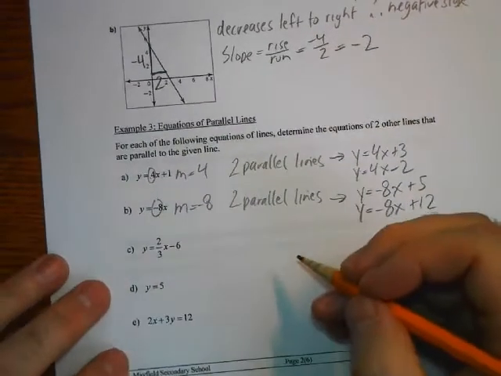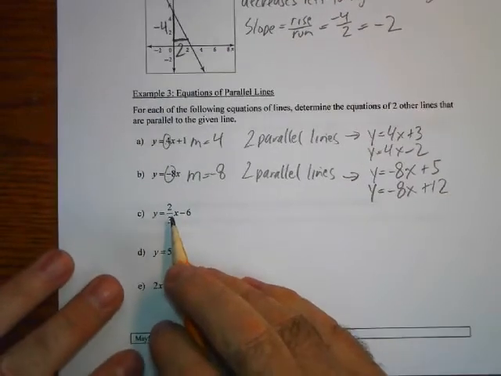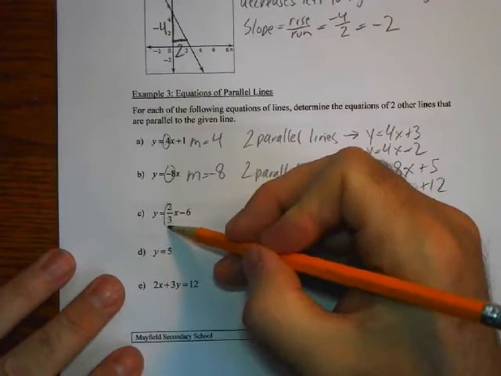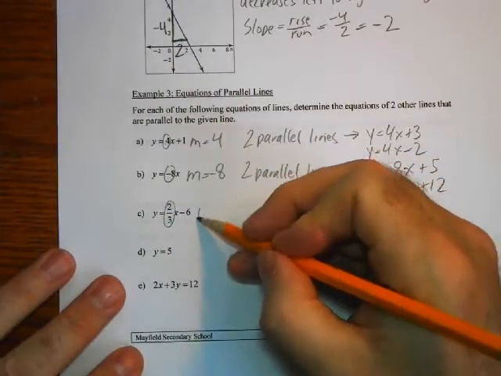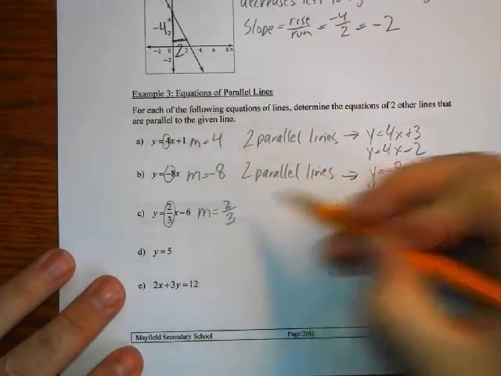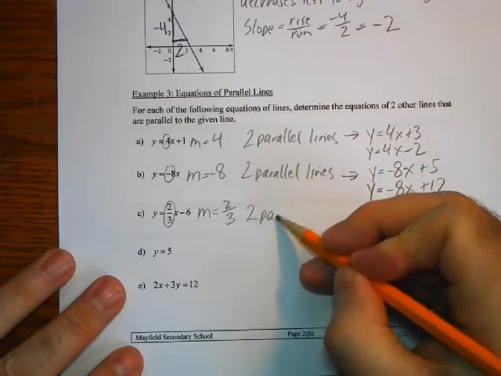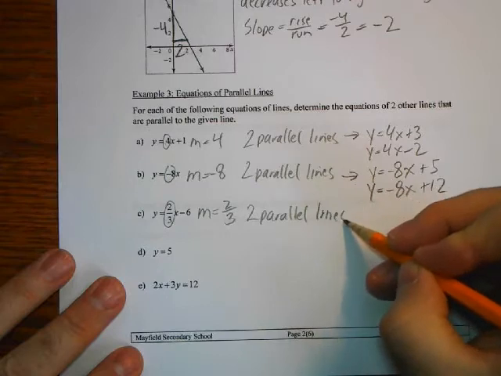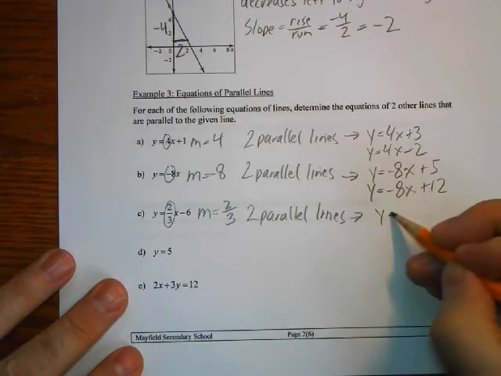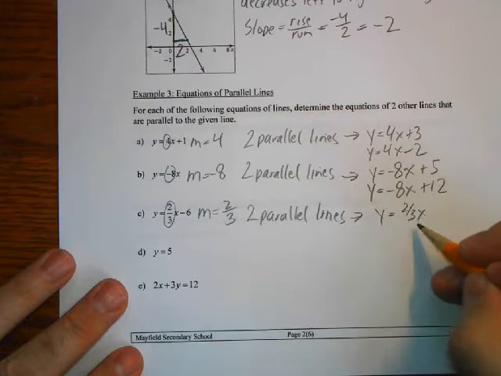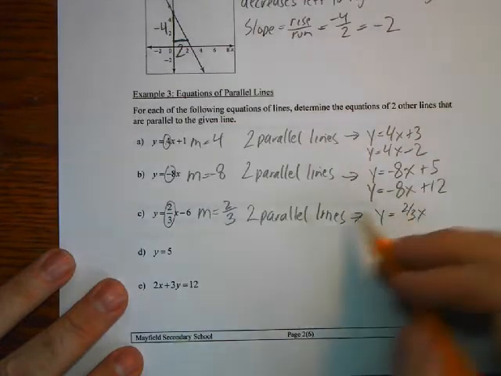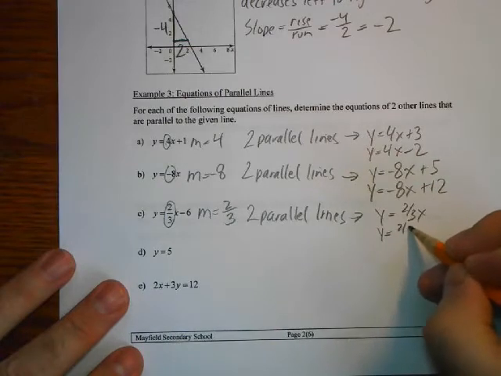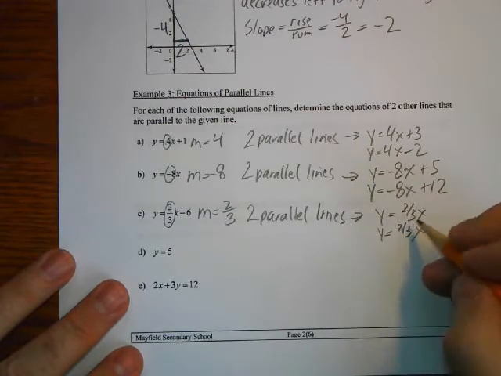Okay, so hopefully you get the idea. So the next equation, y equals 2/3 x minus 6. Well, the 2/3, that's our m value. So if I want two parallel lines, I need to use m equals 2/3 in their equation. So y equals 2/3 x, and this time maybe I'll use 0, so just leave it like that. And then y equals 2/3 x plus 10.